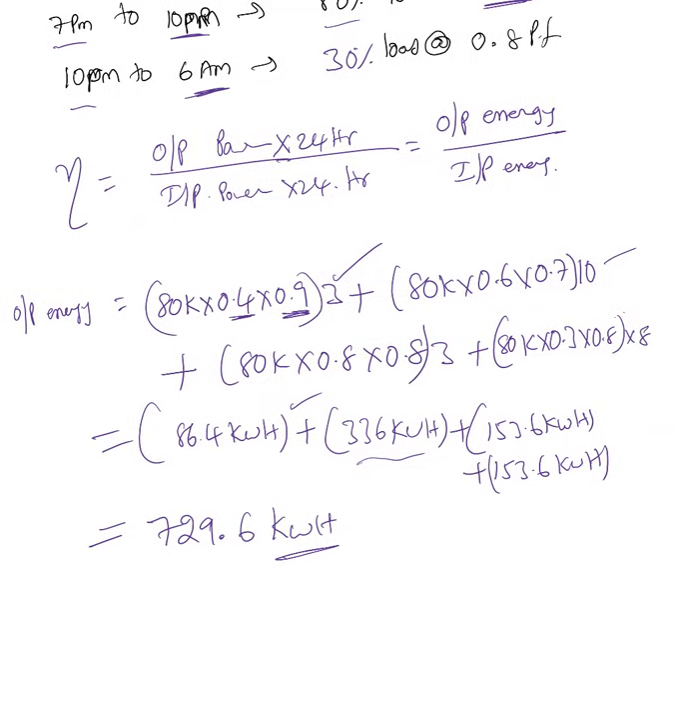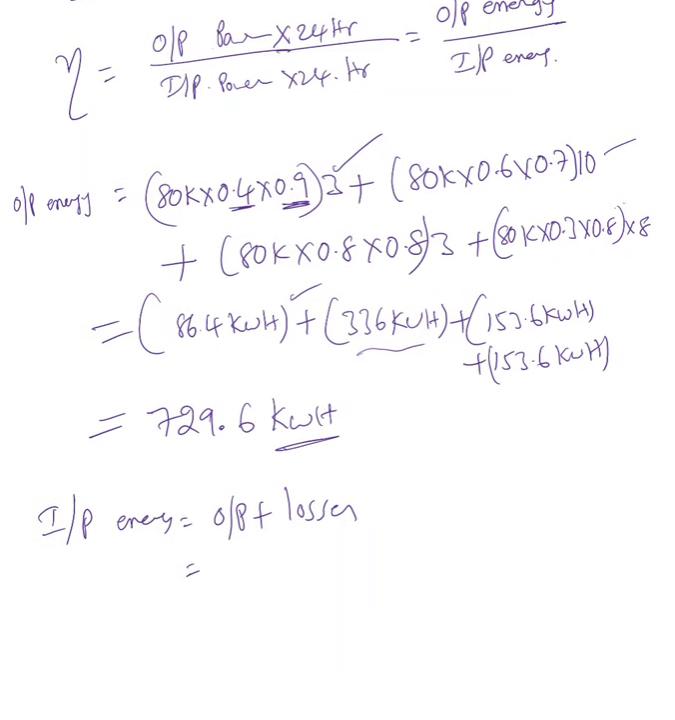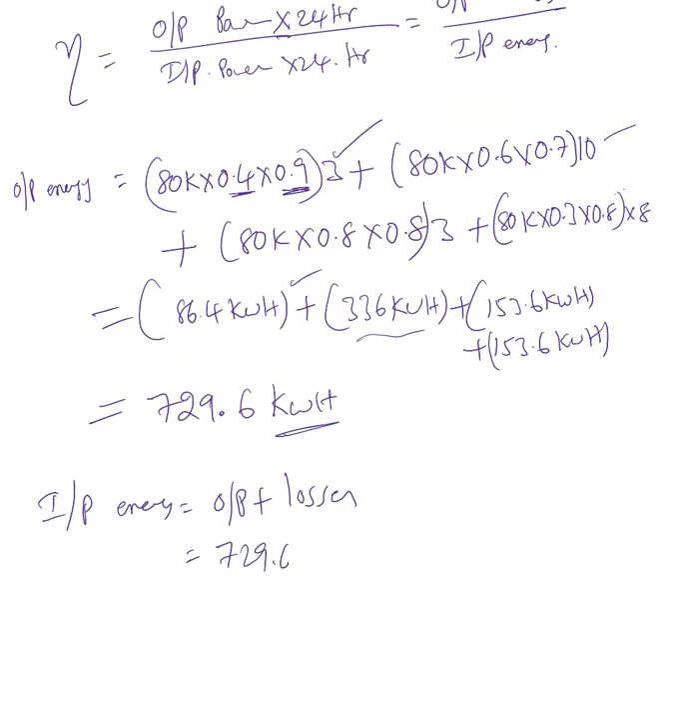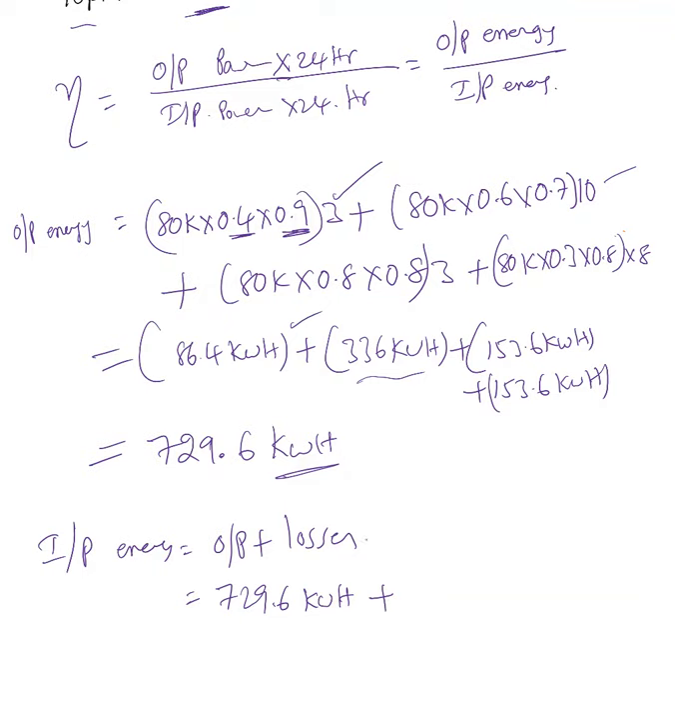Now your input energy is nothing but output plus losses. So output I already know, which is 729.6 kilowatt hours, plus now iron losses. These losses are, we have iron plus copper.